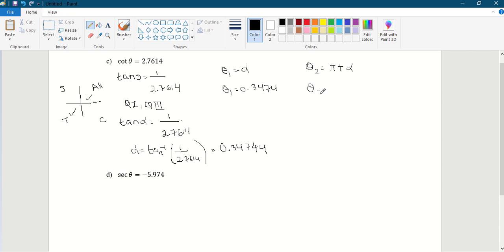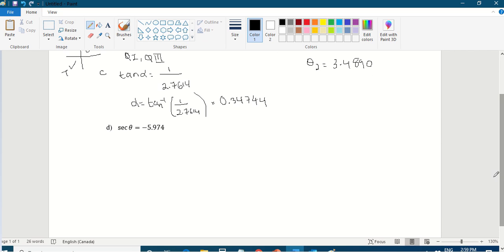The second one then, in the third quadrant, it will be pi plus alpha. So in our case, theta 2 will be pi plus 0.34744. Theta 2 here, rounded to 4 decimal places, will be, again we need calculator to do this for us, or we can do it manually. Either way, you should get 3.4890. Okay. Let's look at another one.